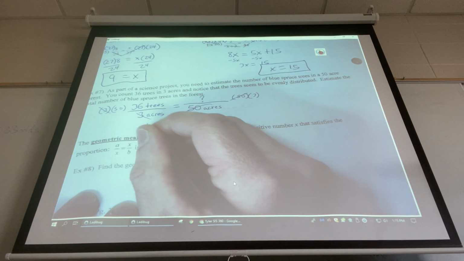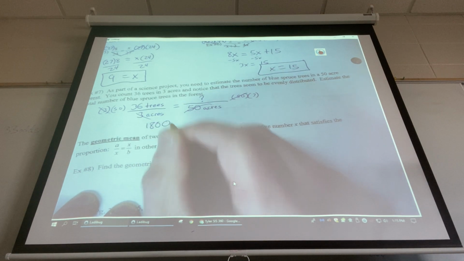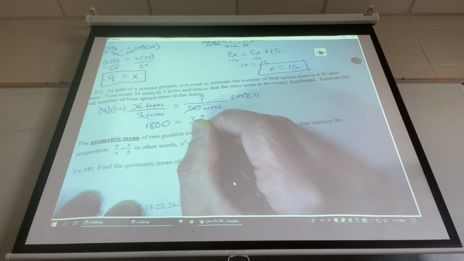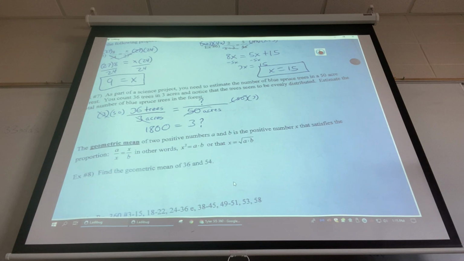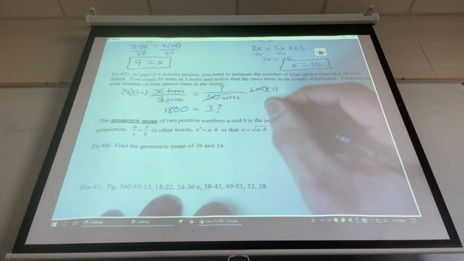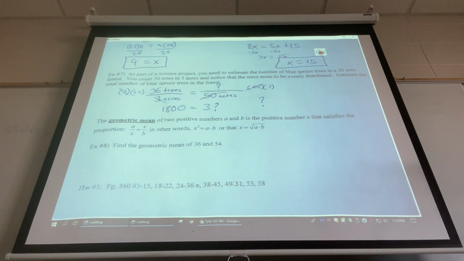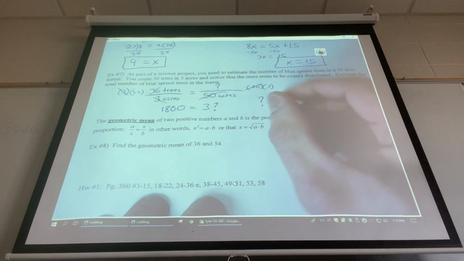I'm getting 1,800. I think so. Equals 3 times question mark. And then divide by 3. And how many blue spruce trees are there?